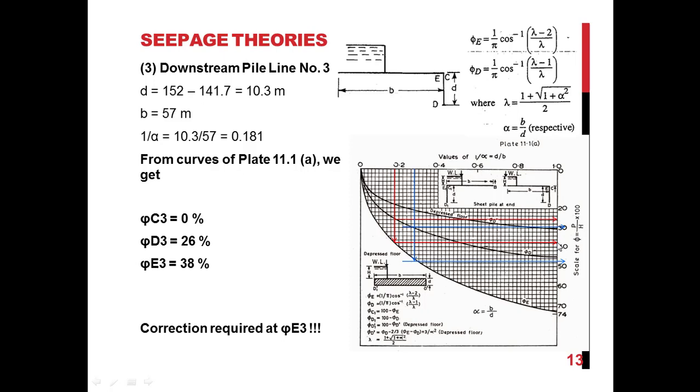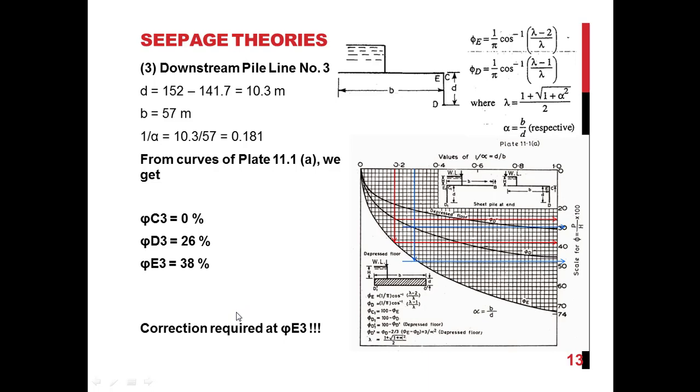And the percentage pressure at phi C3 is equal to 0%, since this is the exit point or end point. So we have already studied that at the start the percentage pressure is maximum and is 100%, while at the end the percentage pressure is minimum and is 0%.